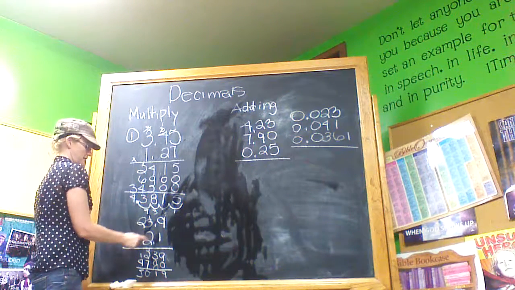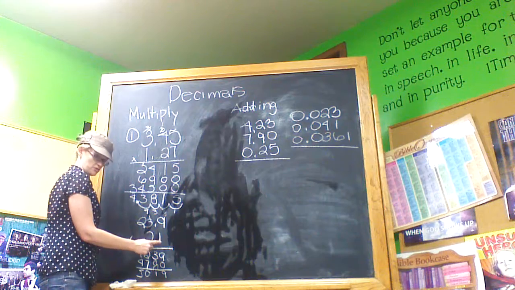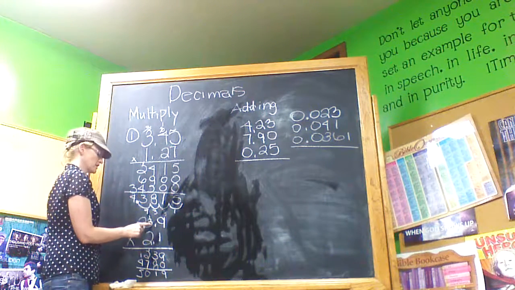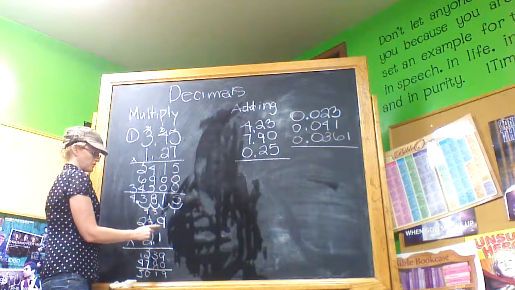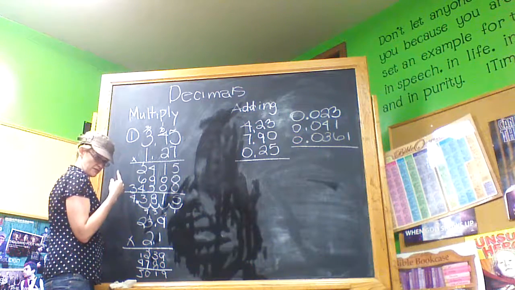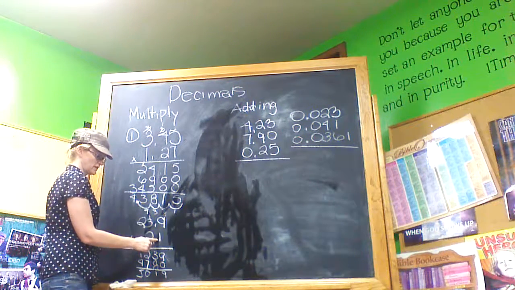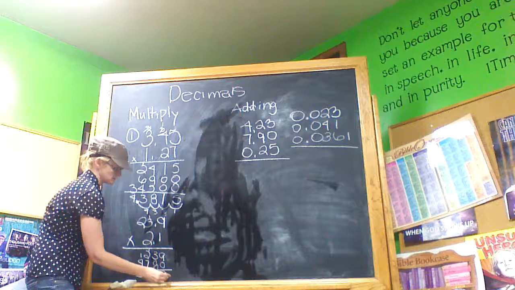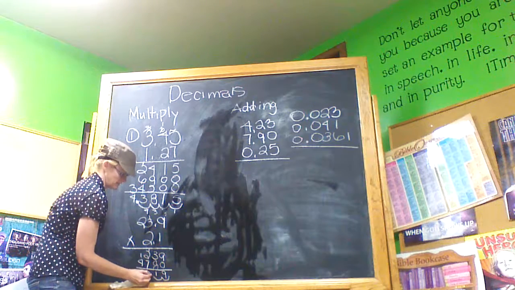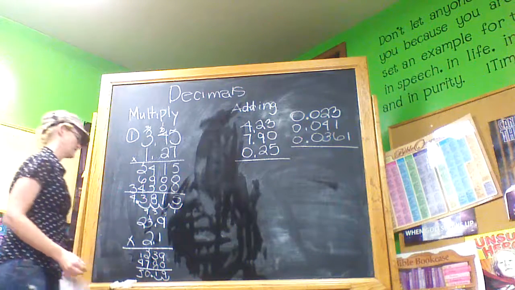This time, there's 2.1, so there's only one number after the decimal. On this one, it's 23.9, so it's only got one number after the decimal. So the 1 here and the 1 here add up to be 2. So we're going to scoot the decimal point over here. So the answer for that one is 50.19.